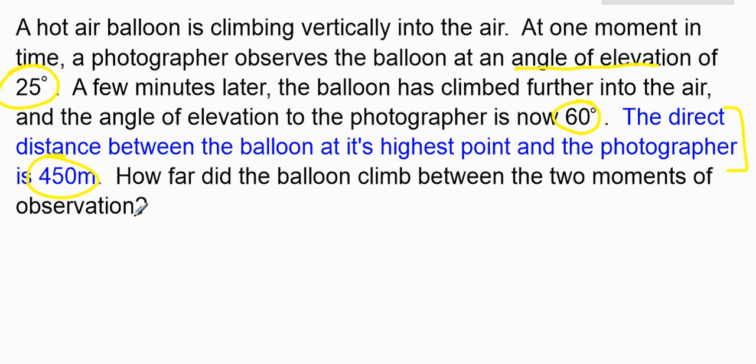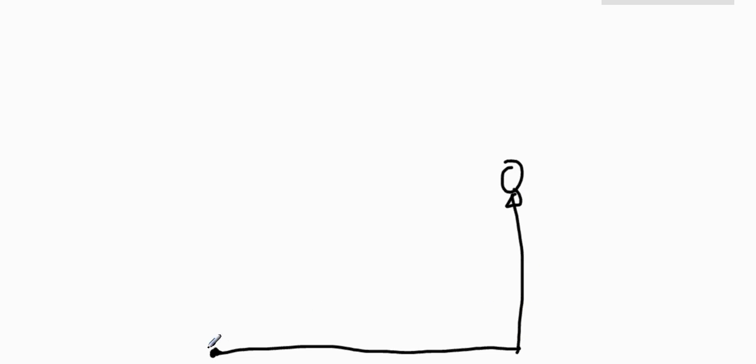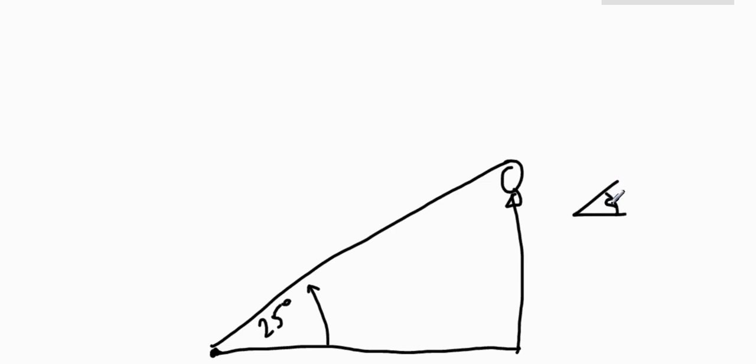So first, I always need to draw a diagram to figure out what's happening in questions like this. So we have an observer here, and some distance over, there's a balloon in the air. Yay! And so the observer looks at the balloon, and there's a 25-degree angle of observation. So this is called an angle of elevation, because if you look straight across, here's my eyeball.